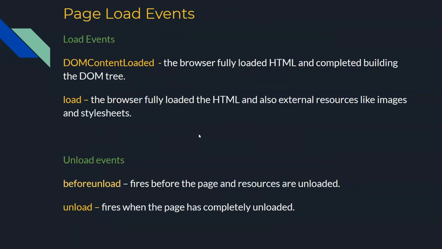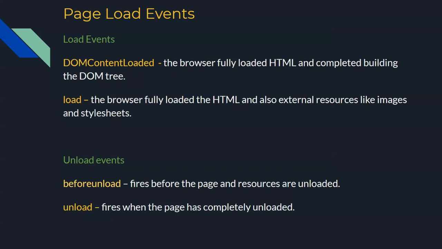Now we'll see page load events. There was a question from this topic as well in my exam personally. There are two types of events when the page loads or unloads. When the page loads, the first event that occurs is DOM content loaded, and there may be a question related to the load event only. The DOM content loaded event says the browser has fully loaded the HTML and completed building the DOM tree. So this event is triggered when the browser completely parses the HTML, or in short, the DOM tree is ready.